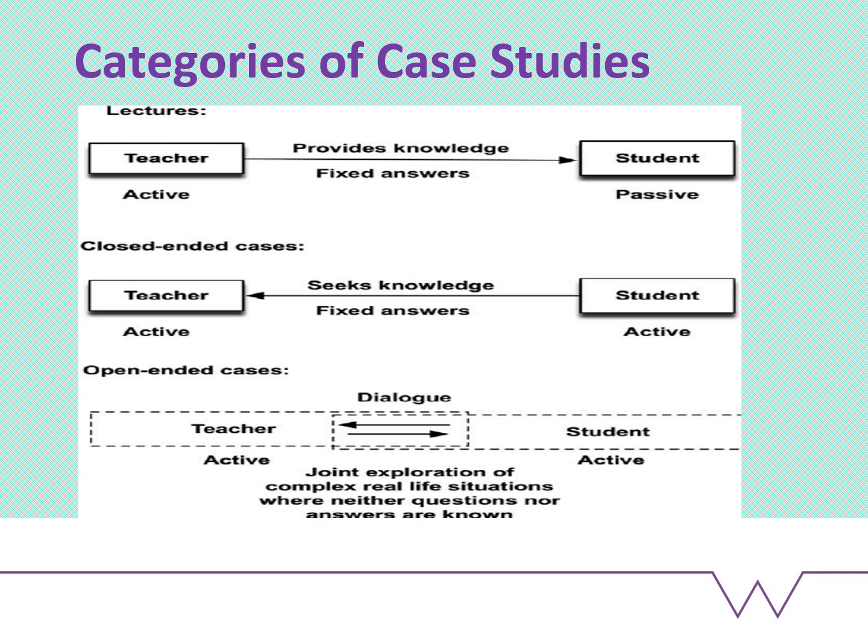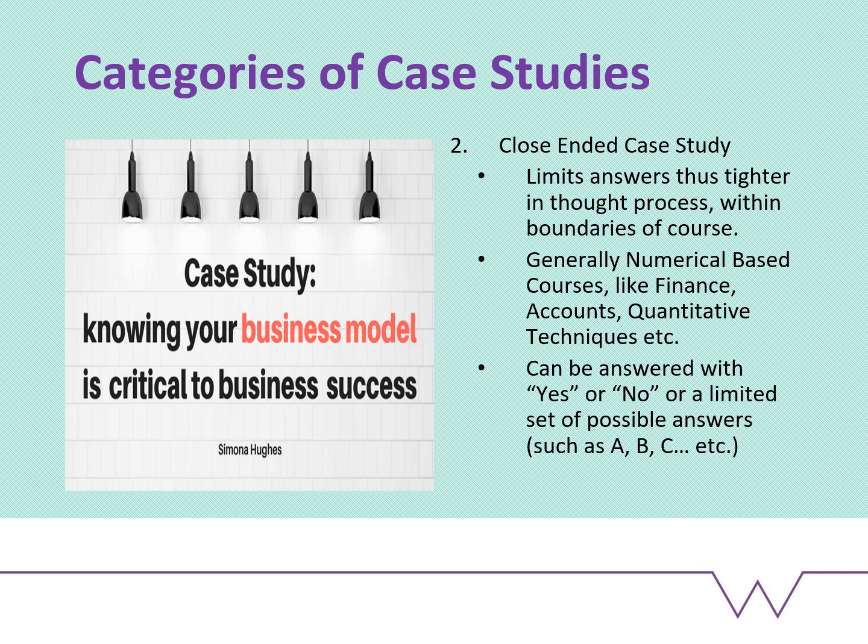In the open-ended case, it mainly happens that you have to find out what the probable question and probable problem are, and what the answer is. And that's why role playing by every student is going to be quite important. Close-ended case: knowing your business model is critical to business success. It's very important. So in the close-ended case, what happens?